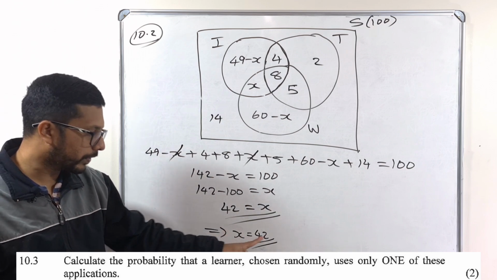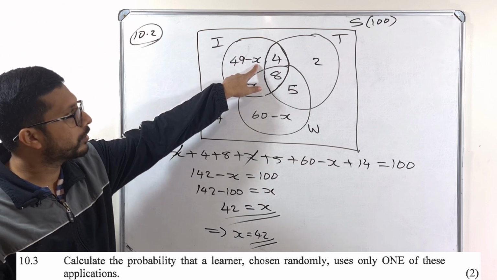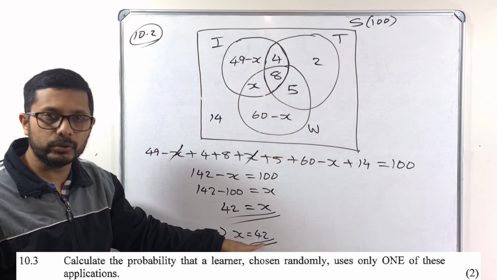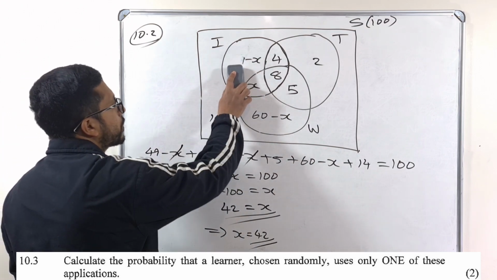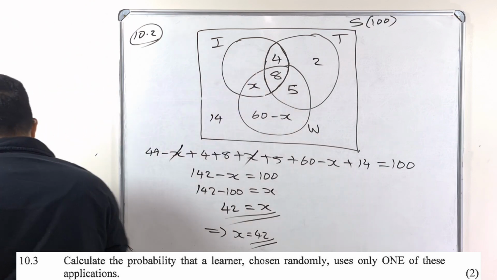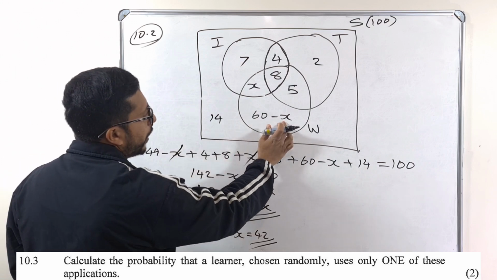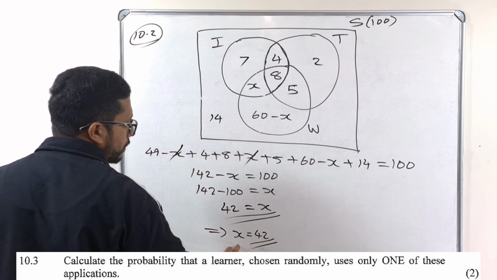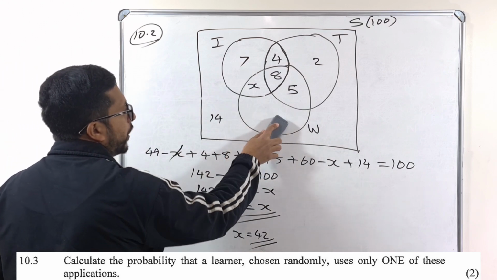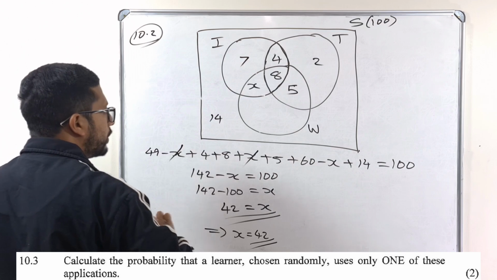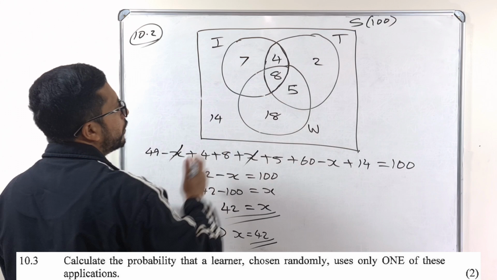What is the value of x? 42, am I right? So here look at this one, 49 minus x. We know that our value of x is 42. So what is 49 minus 42? In your calculator, 49 minus 42, is it not 7? 42 plus 7 is 49. So here now we can write it as 7. Now 60 minus 42, what is that one? 60 minus x value is 42, so 60 minus 42 is 18, am I right? So there it is 18. Now the x value we got is 42.